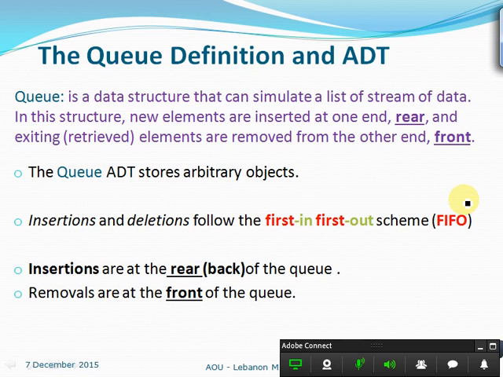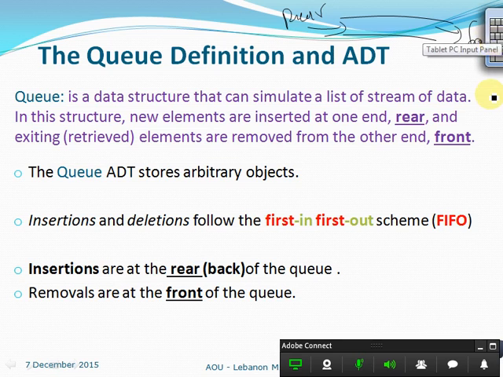Now the definition of the queue over here is: a queue is a data structure that can simulate a list or stream of data. In this structure, new elements are inserted at one end, that is called the rear, and the existing elements are removed from the other end, that is called the front. So if this is a queue, this is the rear where you insert the element, and this is called the front, from where you remove the element.